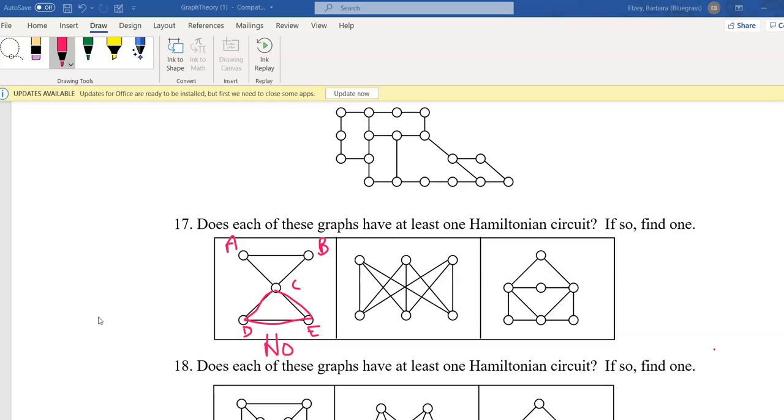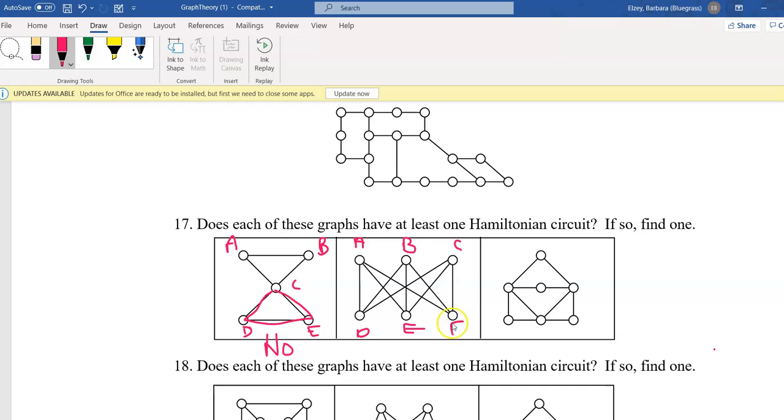So unlike Euler circuits, there's not a nice rule to tell us if there's a Hamiltonian circuit. We just have to play until we either find one or realize there just can't be one. Okay, so let's look at our second one here. Again, I'll label them. If we find a circuit, we'll go ahead and write it down.